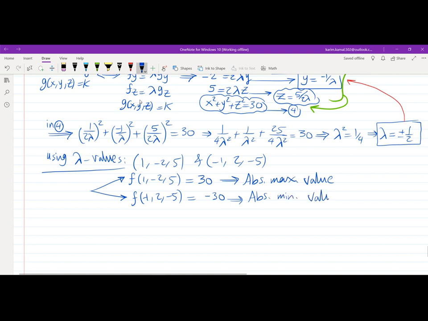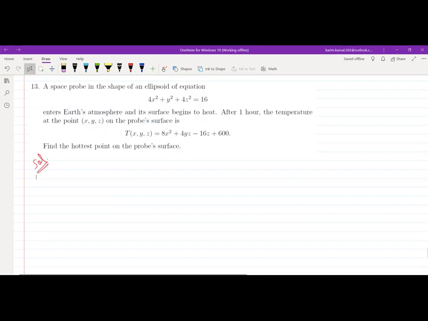Problem number 13. A space probe in the shape of an ellipsoid of equation 4x squared plus y squared plus 4z squared equals 16 enters Earth's atmosphere and its surface begins to heat. After 1 hour, the temperature at the point x, y, and z on the probe surface is T of x, y, and z, which is a function of 3 variables. Find the hottest point on the probe surface.